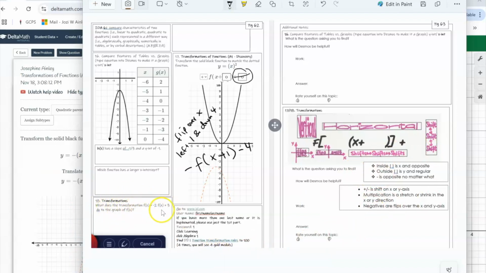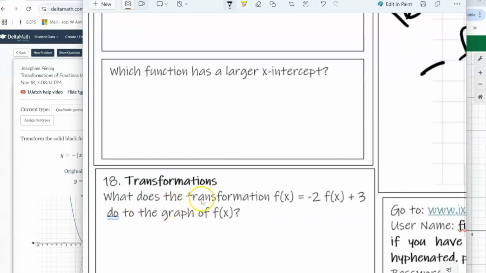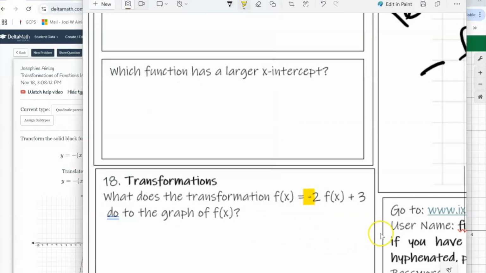What does this transformation do? So if I was answering question 18, what does the transformation do? So let's look at each individual thing. This is a negative sign. It is outside. What does a negative outside do? It flips the graph over the x. So we're going to say, so this negative flips over the x-axis.